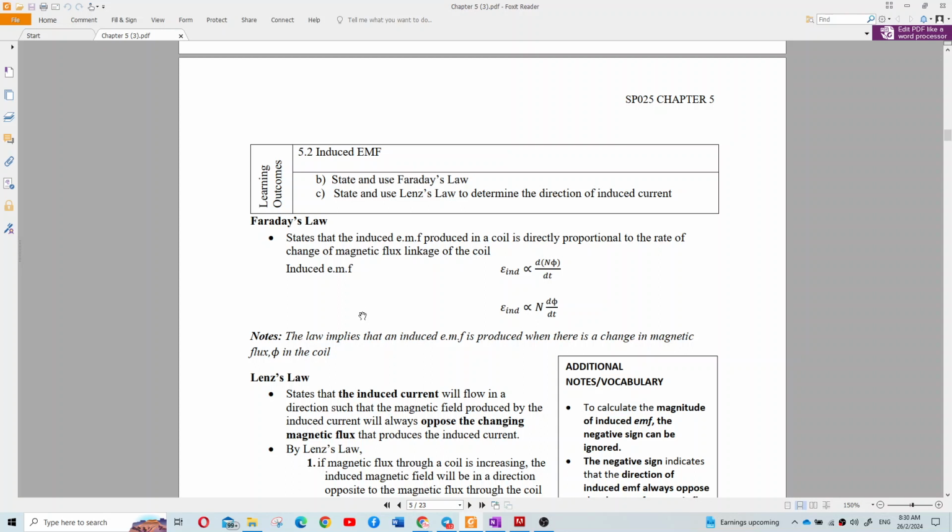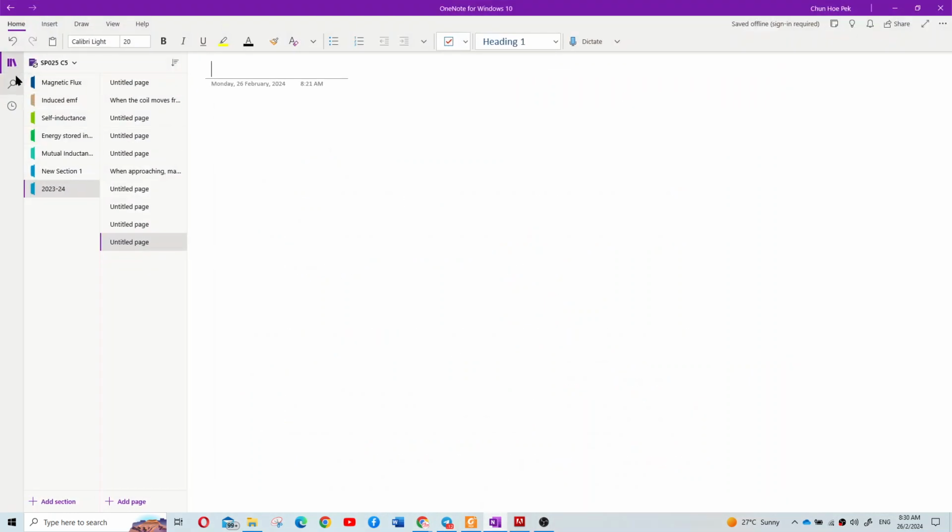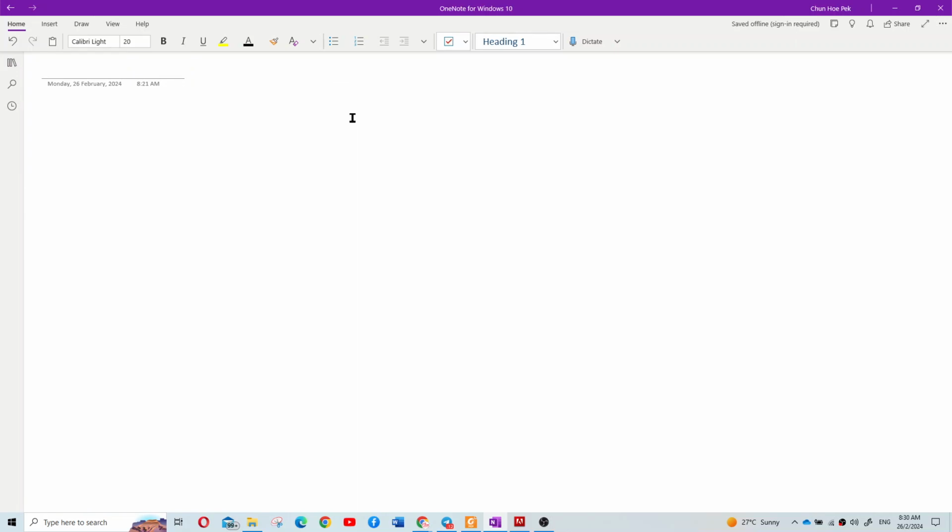So now let's talk a little bit more detail about this induced EMF. We have two laws. One is Faraday's law, one is Lenz's law. What's the difference, class? I will use this note here to explain.